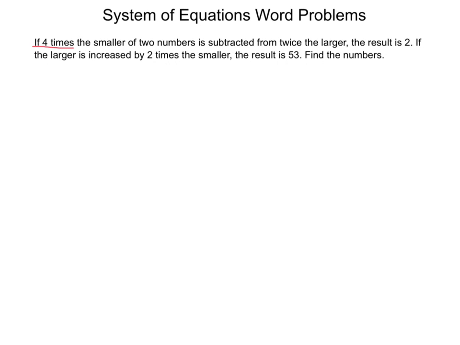It says, if 4 times the smaller of two numbers is subtracted from twice the larger, the result is 2. So 4 times the smaller, that would be 4S, is subtracted from, meaning it's subtracted from, so it goes after a subtraction sign, twice the larger. The result, or it equals, 2. That would be your first equation.